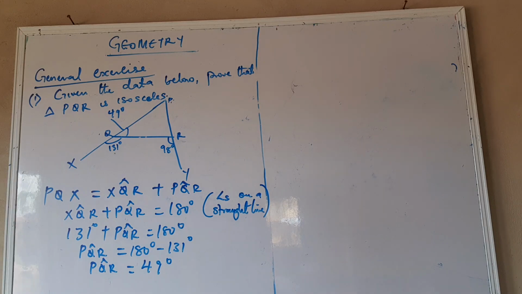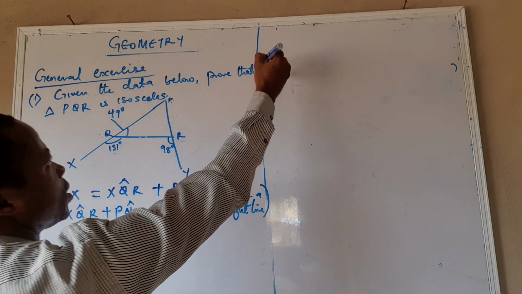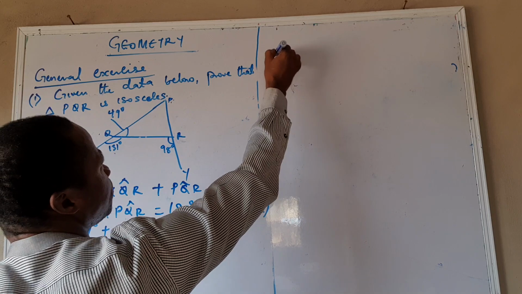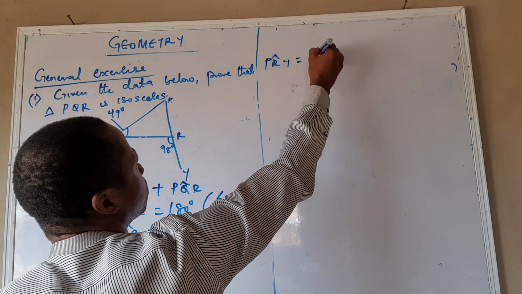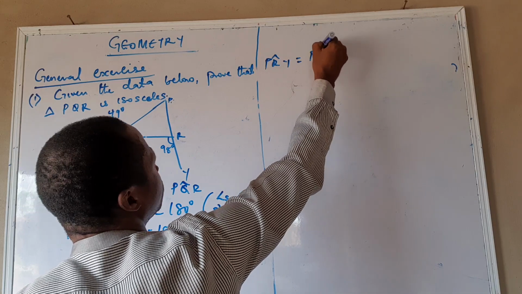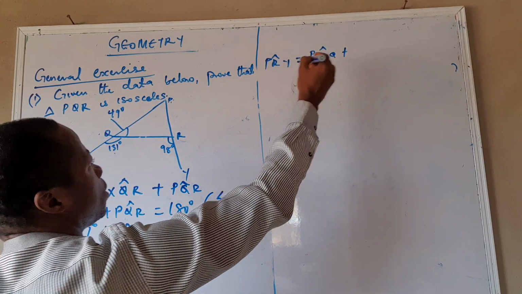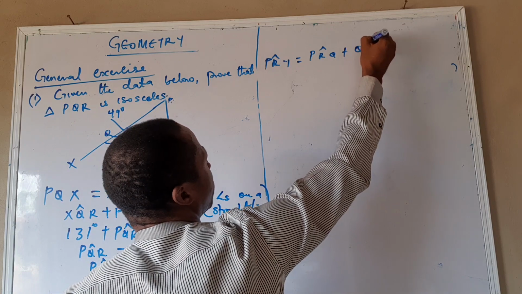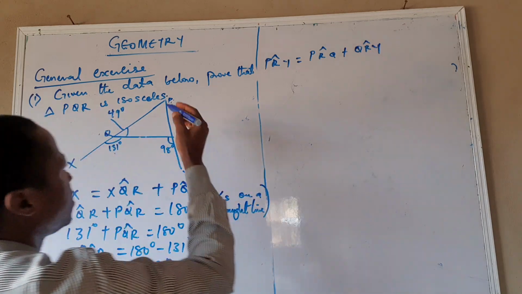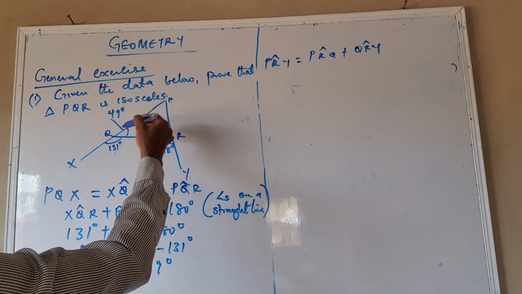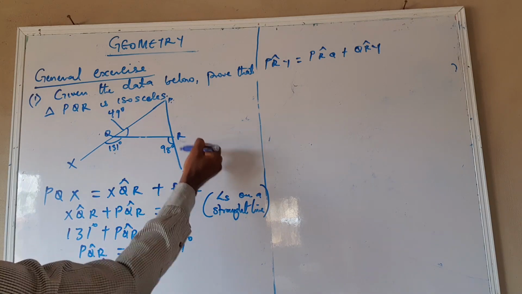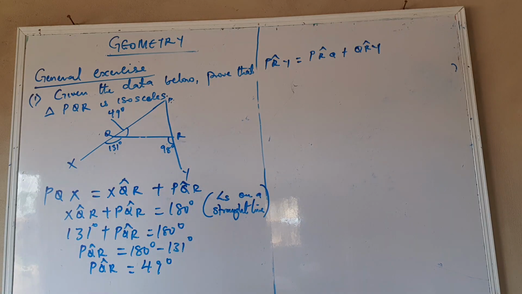So keeping that, we need to do the same for this so that we can find the value there. So looking at that, I can say also that my PRY is equal to my PRQ plus QRY. That is PRQ, this angle, plus QRY, this angle.